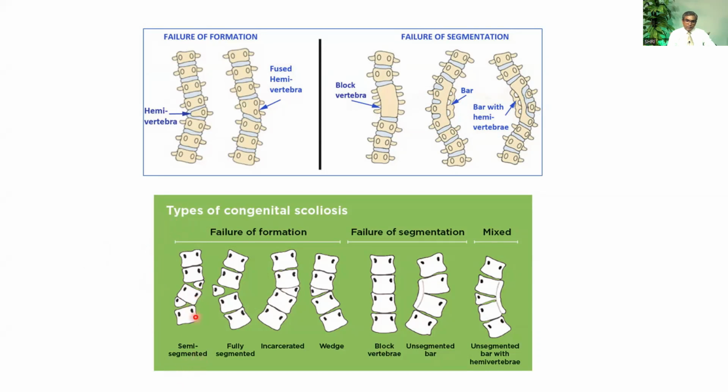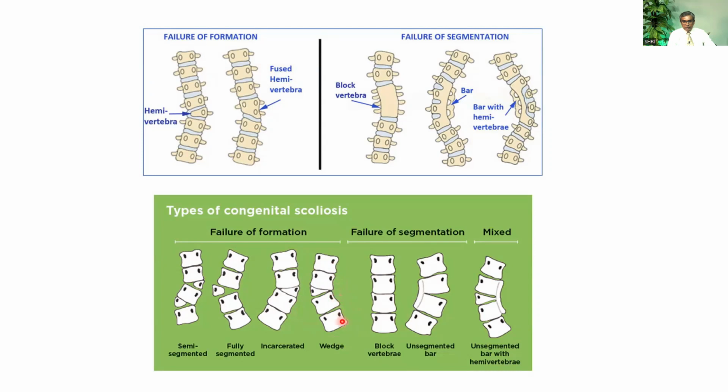And in this picture, you see that this is a semi-segmented vertebra. So basically, there are hemivertebrae. They are not completely segmented from the vertebrae above and below. So you can see that this particular hemivertebra is separated from the vertebrae below, but it is attached to the one above. But then you can get what you call a fully segmented hemivertebra. So it's not attached to either the top or the bottom vertebra. Then you can get what you call an incarcerated hemivertebra, which is again a hemivertebra, but it is attached both to the top and bottom vertebra.